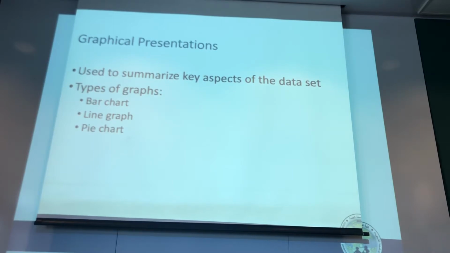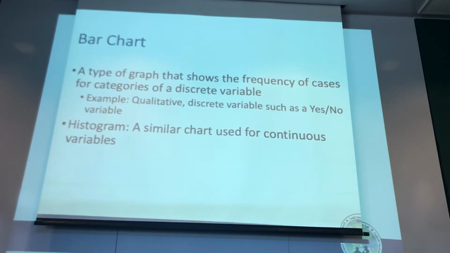We have common types of graphs. We have the bar chart, line graph, and pie charts. Here we have a type of graph that shows the frequency of cases for each category of a discrete variable. We have qualitative discrete variables such as yes, no. Okay. We have the histogram, similarly used for continuous variables. So here we have bar charts and histograms.